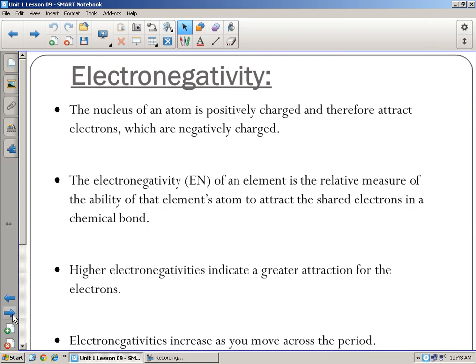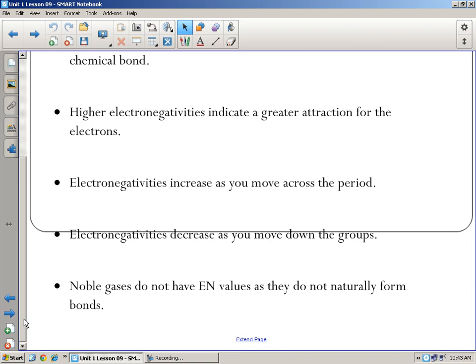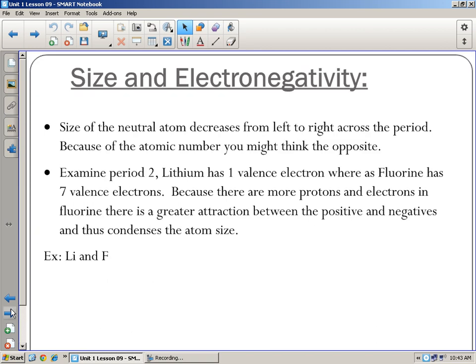Electronegativity: the ability of an atom to attract electrons, especially those electrons in a shared chemical bond. So we went through all this yesterday. Like I said, electronegativities tend to increase as you go across a period and tend to decrease as you go down a group. Highest electronegativity is fluorine, 4.0. The lowest is 0, which is the noble gases, or the lowest for the metals is 0.7, which is francium.